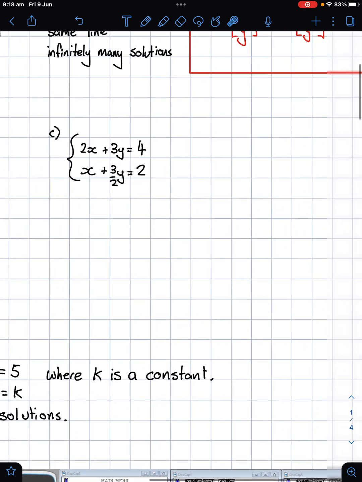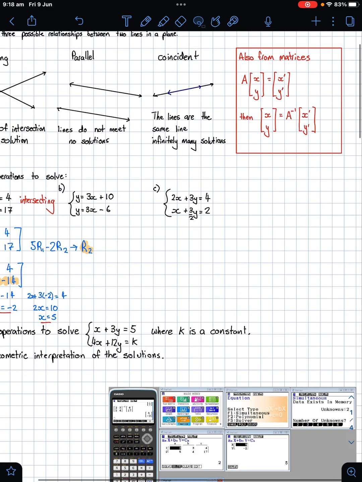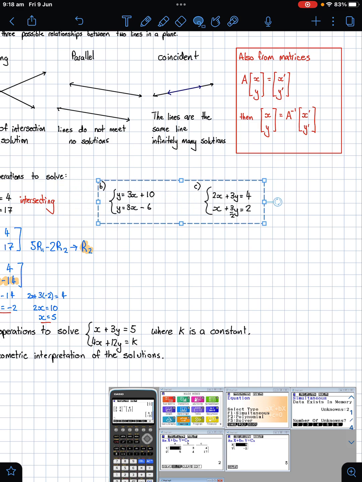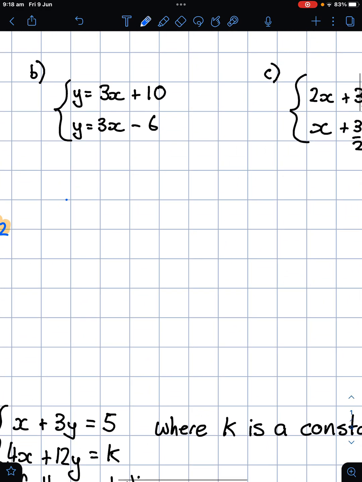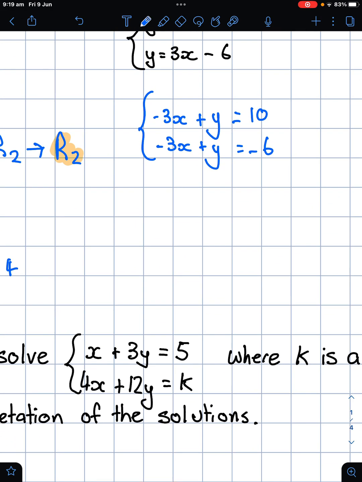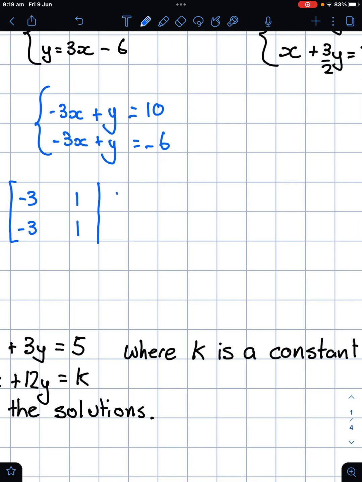Okay, and so what this will mean, I'm just going to move everything over a touch so we can work straight down. What this means here is I'm going to rearrange this just to be a little bit easier to do. We're going to have, obviously, we do x first, so negative 3x plus y equals 10 and negative 6. The reason I've done this is we're going to see what this looks like in the augmented matrix. We've got negative 3 and 1, negative 3, 1, and we've got 10 and negative 6.